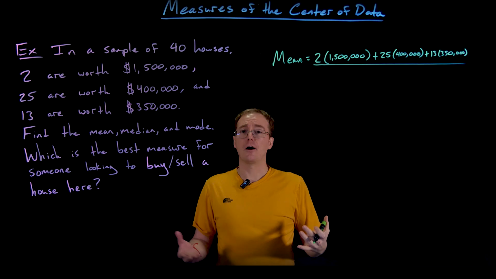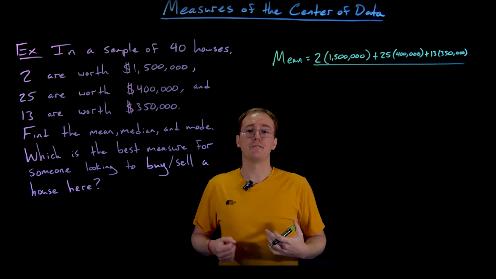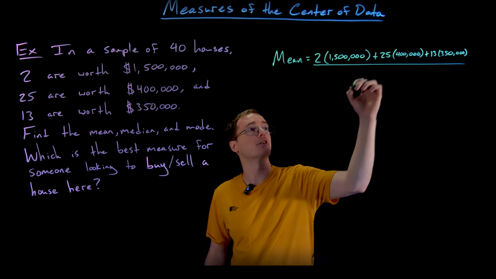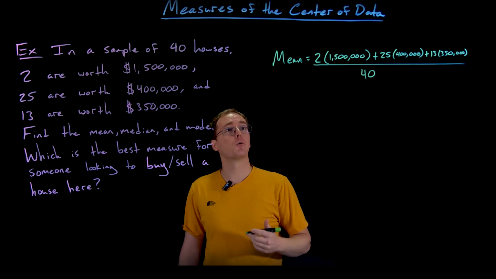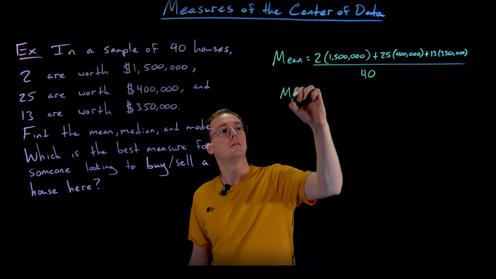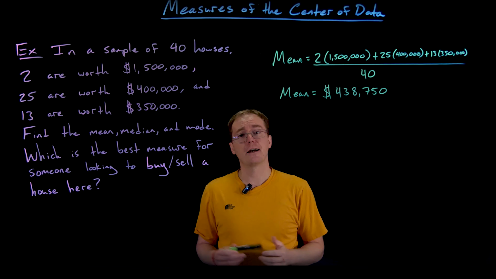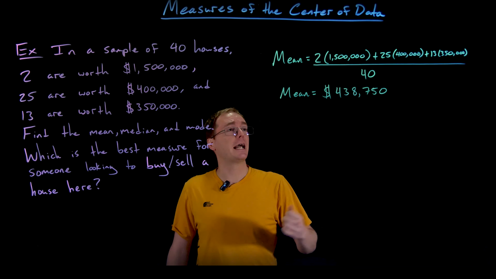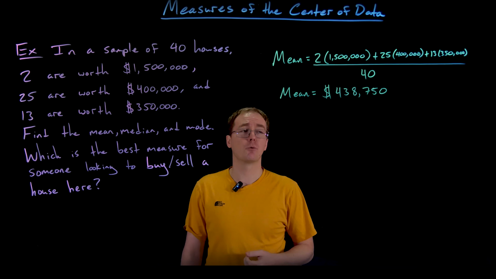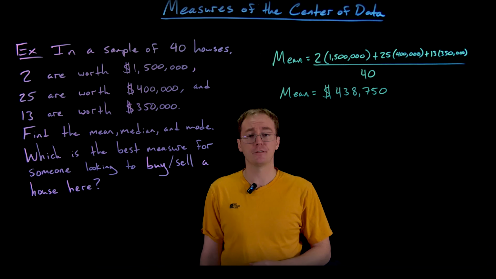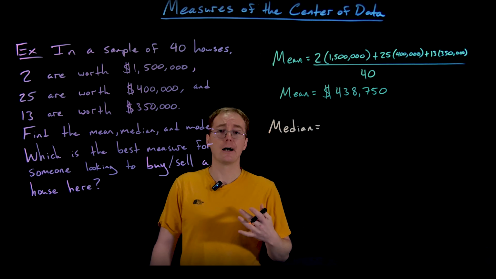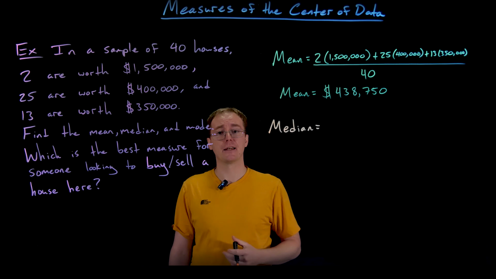And so that's the total value of all of the homes. And now we need to divide that by the total number of homes in our sample to find the average value of each home. And so we have to divide this by 40. And if I did my calculations correctly, then the mean or the average home price from this sample of 40 homes is going to be $438,750.